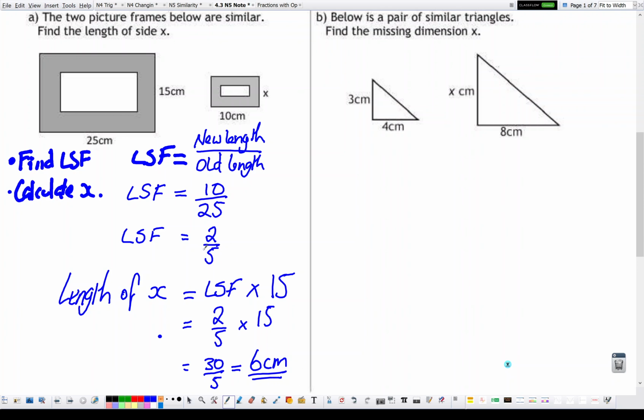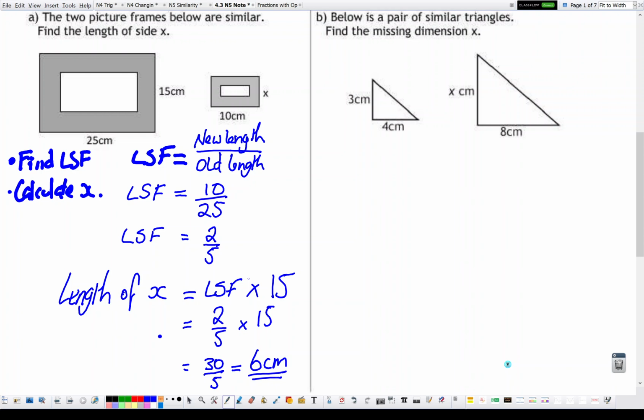Okay, so I found the length scale factor by using the ratio of the two sides that I'm given, and then I used that to multiply the other length that corresponds to my missing length. Right, let's try one where we have an enlargement, which is in part B.